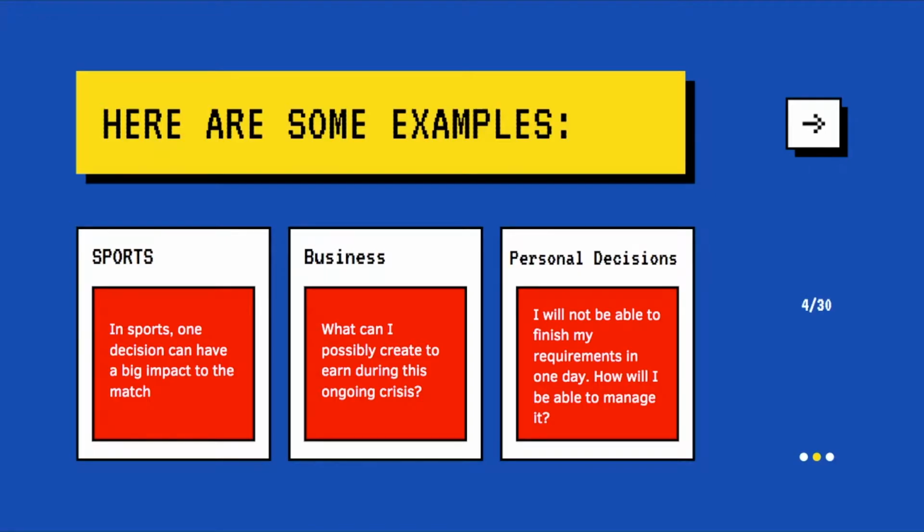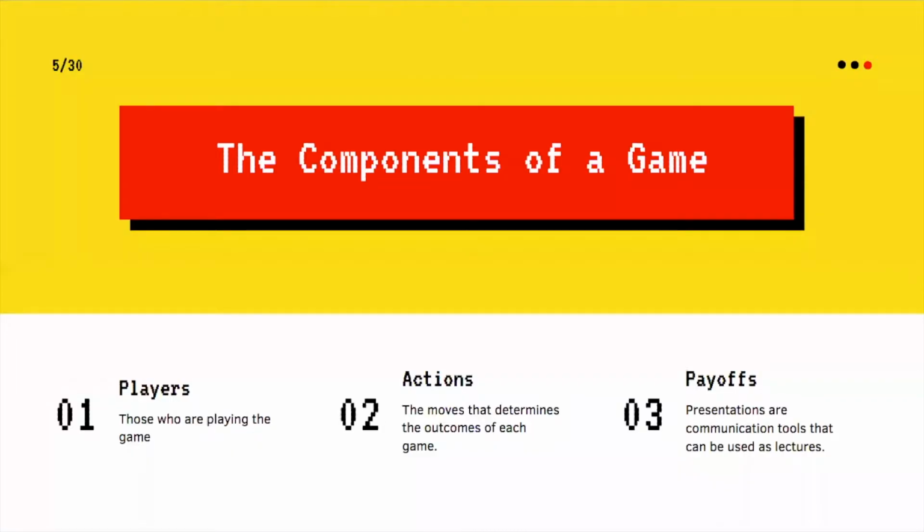Moving on, a game is always composed of players, actions, and payoffs. It basically speaks for itself. The players are the ones who will decide and will be playing the game. The actions are the very moves that determine the outcomes of the game, and the payoffs are the outcomes that can come in the form of winning, which is a positive payoff, and losing, which is a negative payoff.